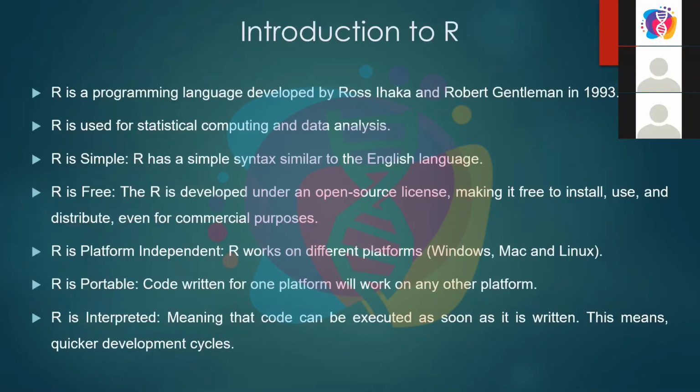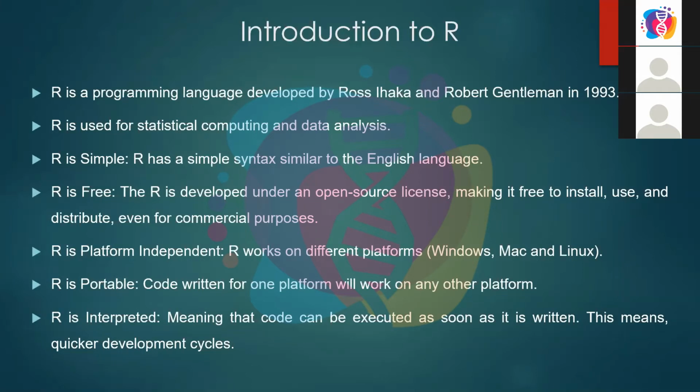So, firstly, let's understand what is R, okay? Basically, it's a programming language that was developed by Ross Ihaka and Robert Gentleman in 1993. So, it is used mainly for statistics and data analysis. So some of the features that make this language very popular is that it is very simple. As we all know, even those who are new to this can also easily learn it as it has simple syntax similar to that of English language.